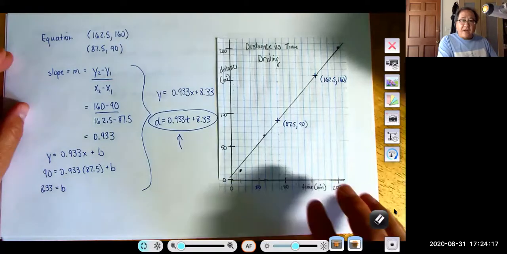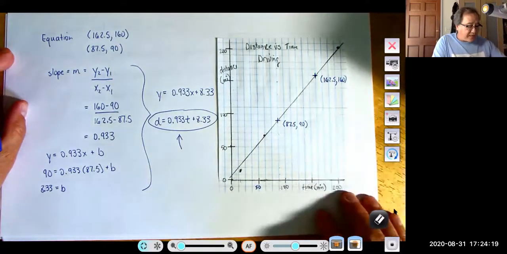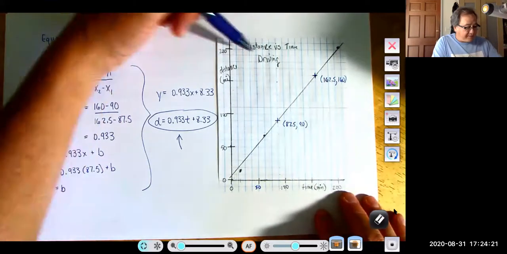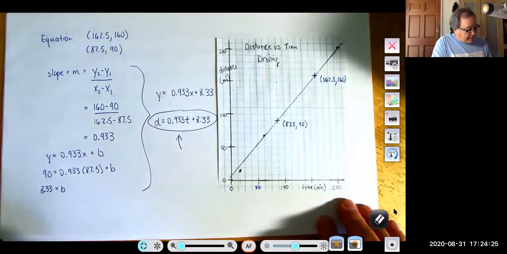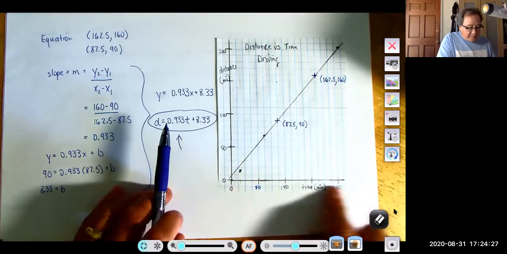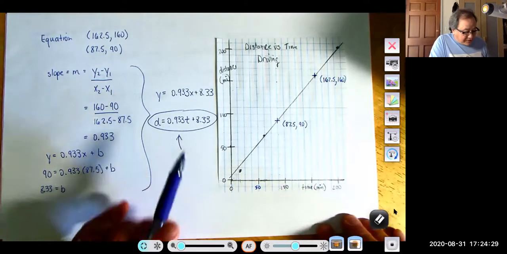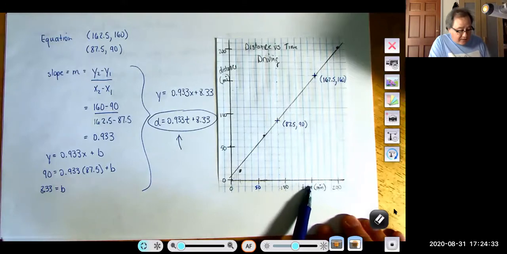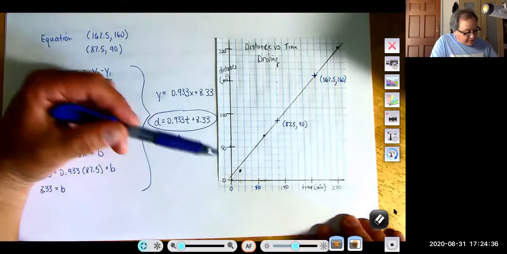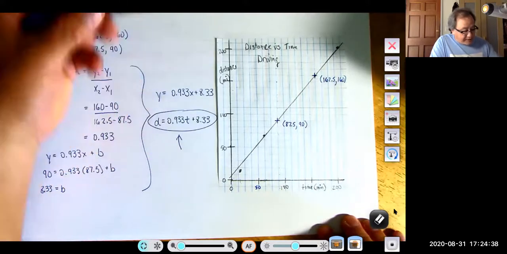So here's the graph that I drew for you. The title is distance versus time driving. On the y-axis, I put the distance, and on the x-axis, I put the time. Notice the tick marks are 50, 100. I didn't put a 150 there because that'd be too crowded, and 200. And here's 0, 50, 100, 150, and 200.